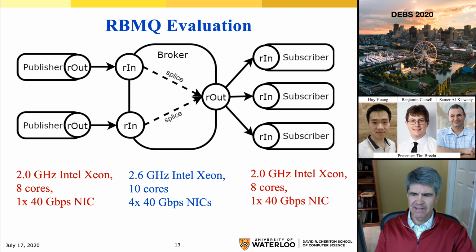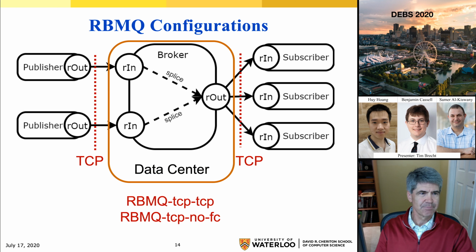To further demonstrate the flexibility of RocketBufs and our resulting pub subsystem RBMQ, we evaluate RBMQ by running several different configurations. The first configuration uses TCP between publishers and brokers, and TCP between the broker and subscribers. This is denoted as RBMQ TCP TCP. There's a version that contains flow control and a version that does not implement flow control. In the results I'll talk about here, we're not going to include the flow control results. We'll talk about the no flow control results. You can find out more information about the results with flow control in the paper.